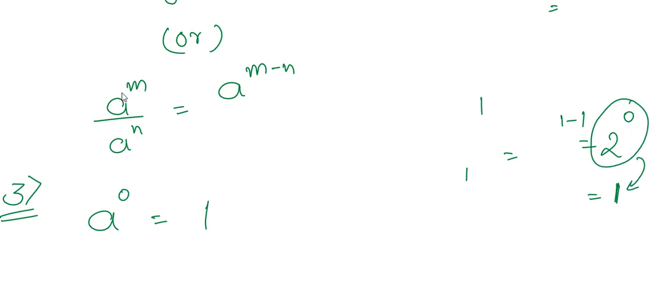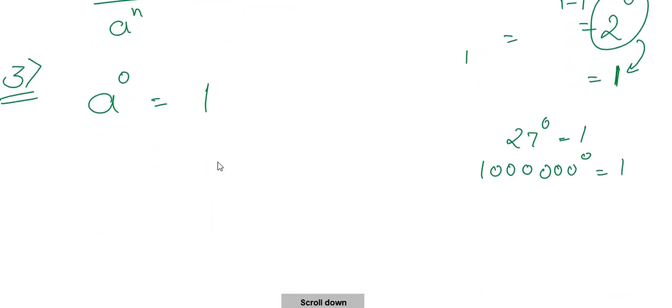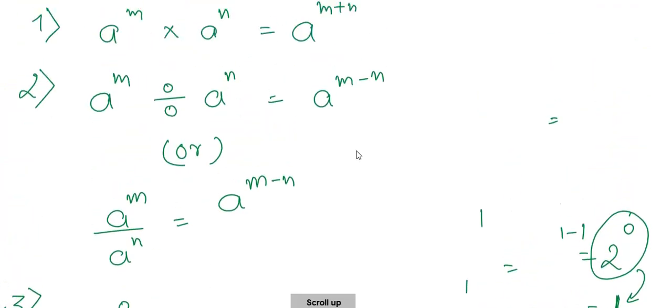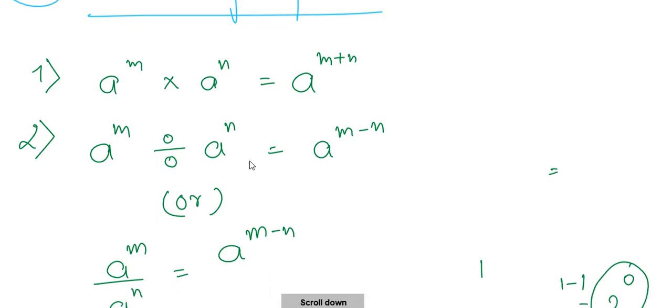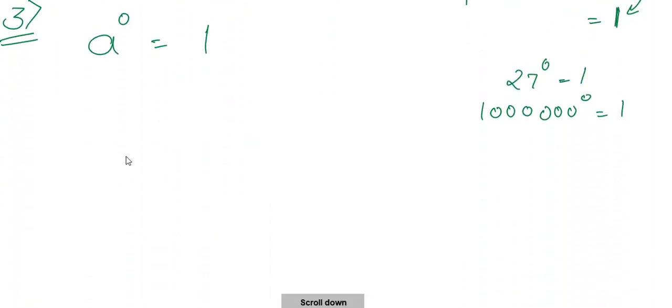I have 27 raised to the power 0, it will only give me 1. If I have a million, a million-number raised to the power 0, it would give me 1 only. Okay, so it is your third law of exponents. Clear up till now? You just remember, when multiplication, then you just add up. When in division, you just subtract, provided the base must be in common. Okay, so let us now move towards our fourth one.